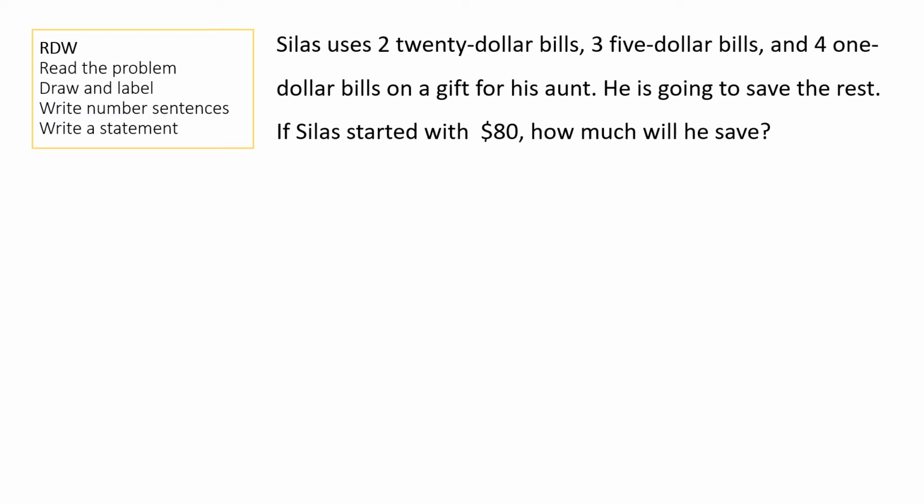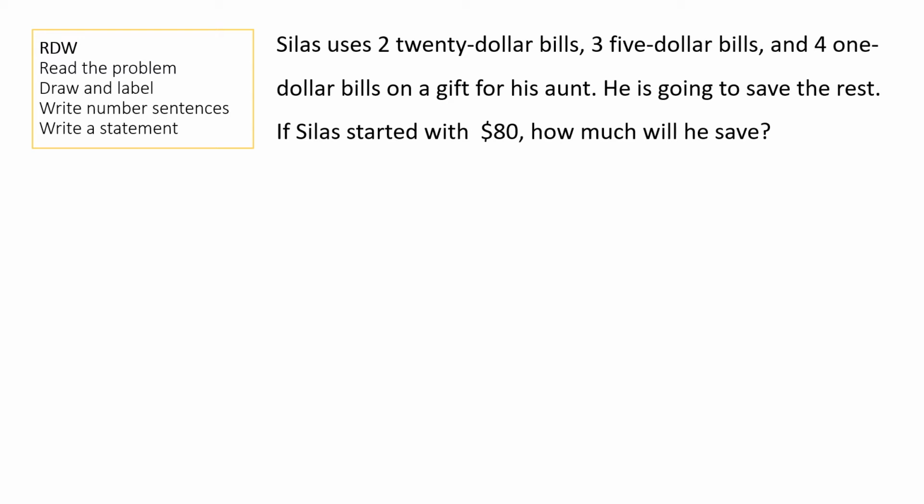We're still going to follow the RDW strategy, where R stands for read the problem, D stands for draw and label, and W stands for write number sentences and write a statement. Let's read this problem together. Silas uses 2 $20 bills, 3 $5 bills, and 4 $1 bills on a gift for his aunt. He is going to save the rest. If Silas started with $80, how much will he save?